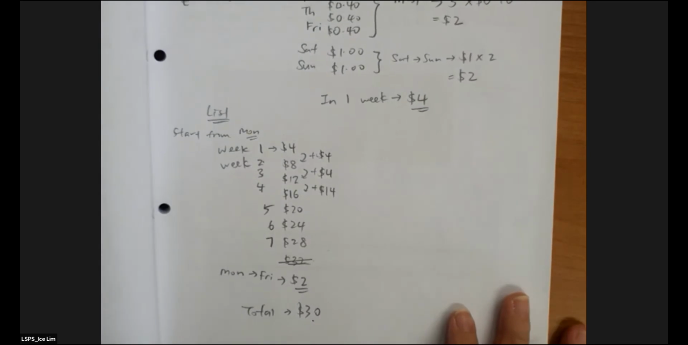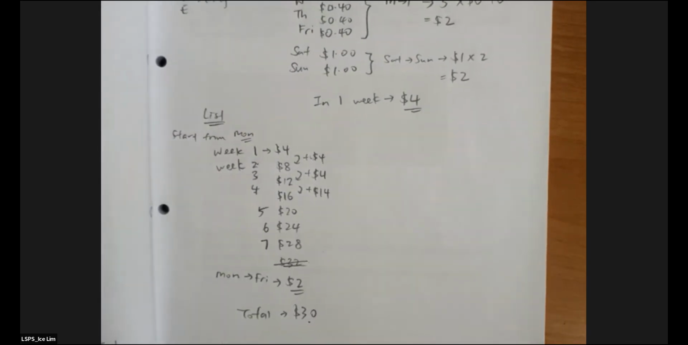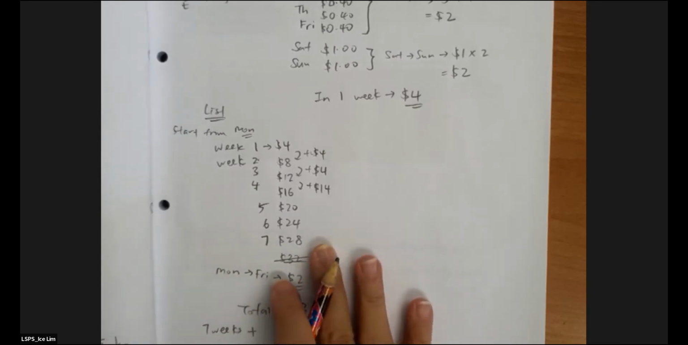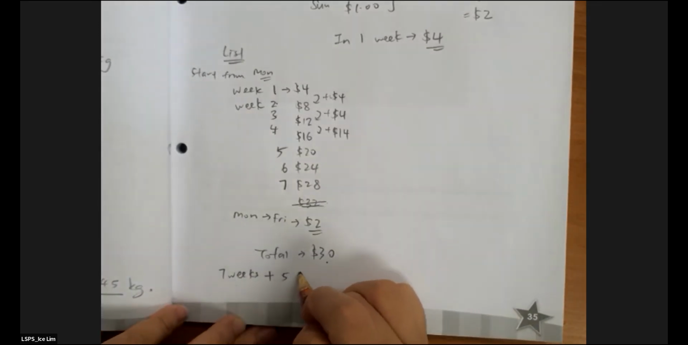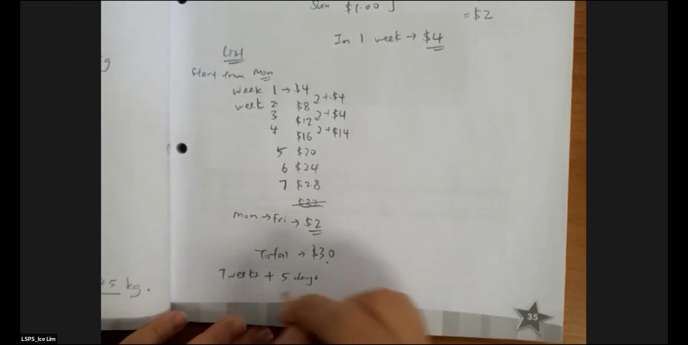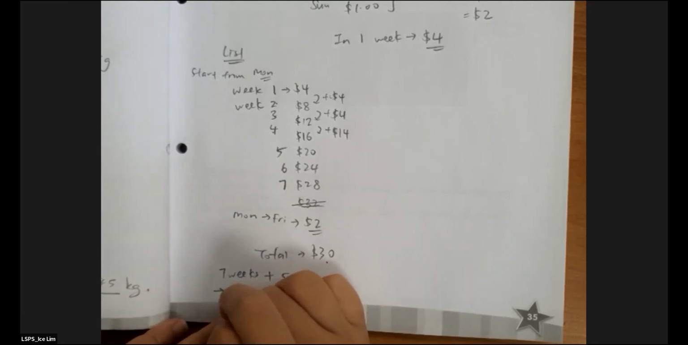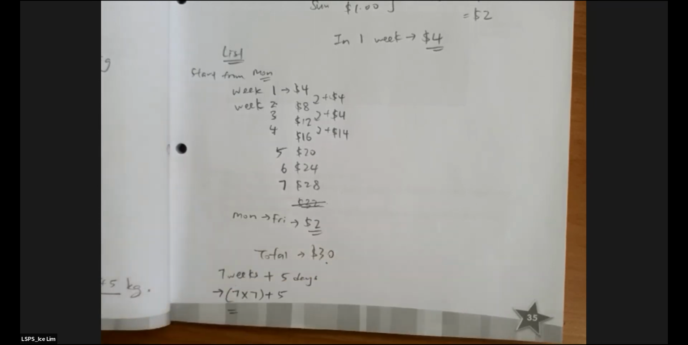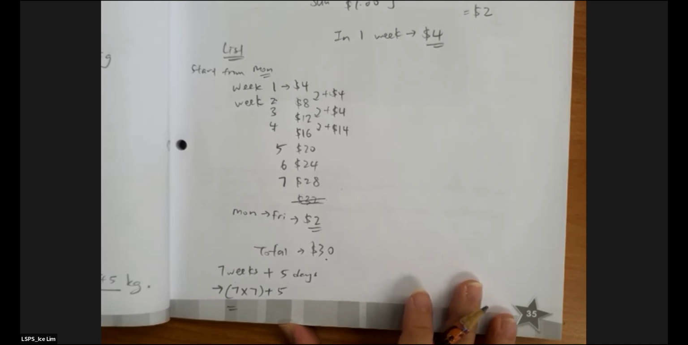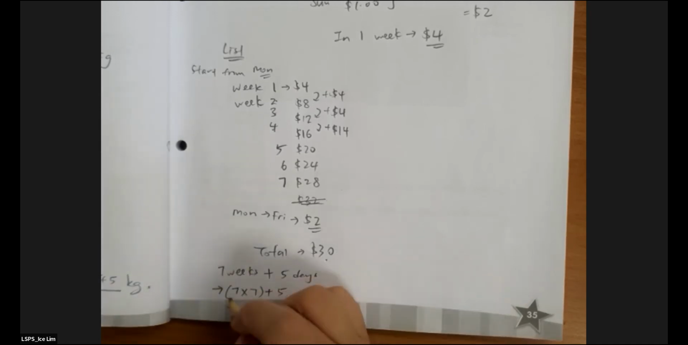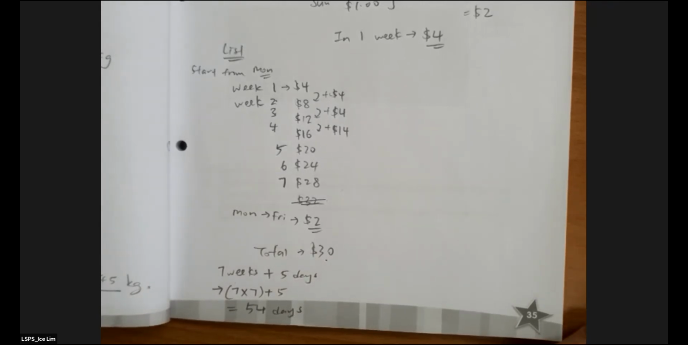How many days in total? 7 weeks, plus 5 extra days of Monday to Friday. So it will be 7 times 7 plus 5. What will be the answer? 49 plus 5, 54 days.